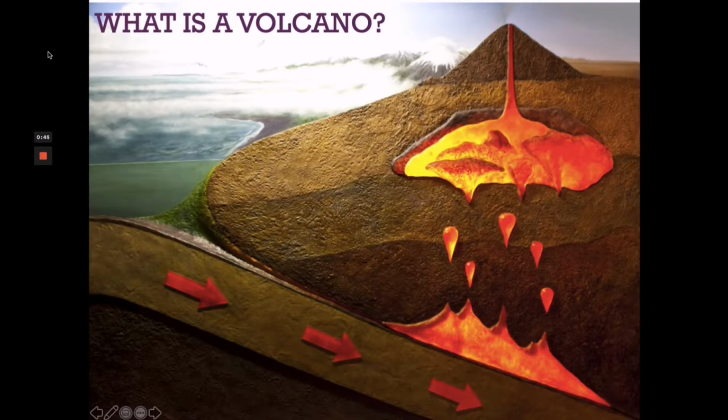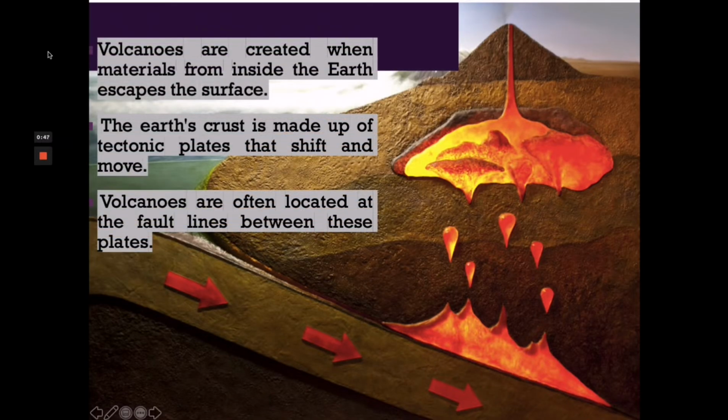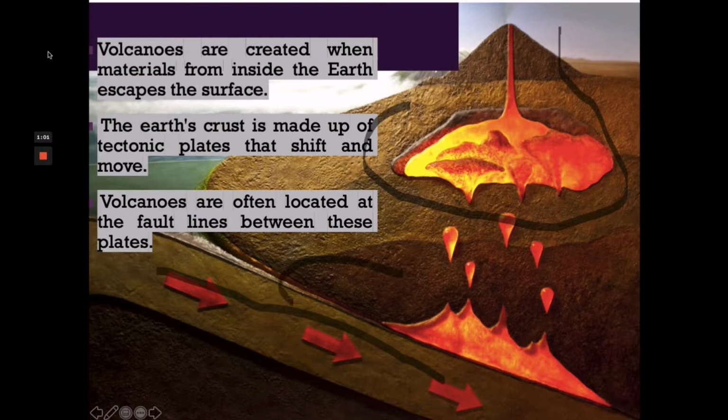What is a volcano? Volcanoes are created when materials from inside the Earth escape the surface. The Earth's crust is made up of tectonic plates that shift and move. Volcanoes are often located at the fault line between these plates.